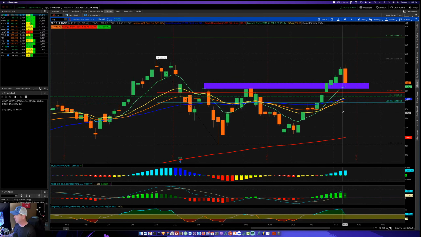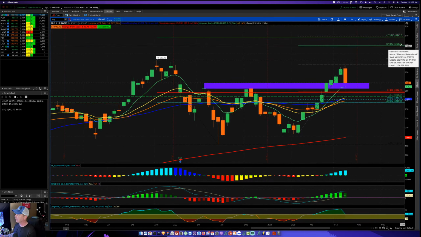What I like to use, however, is the extension from a previous low to the previous high, back down to the previous low. That gives me support as well as price targets. A little bit more realistic. So I'd like the $300 level for Square.